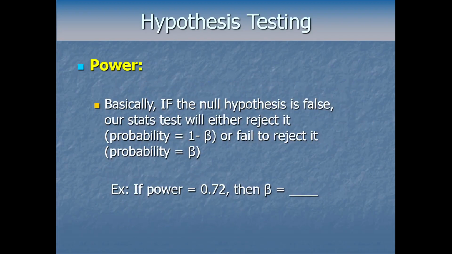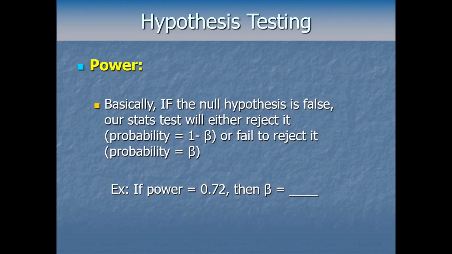And again, the basic idea here is if the null hypothesis really is false in reality, our stats test is either going to reject it, which is great, we found the effect, and the probability of that is 1 minus beta, or our stats test will fail to reject it, which sucks. That's a false positive. And the probability here is beta. Sorry, a false negative. It's a false negative.